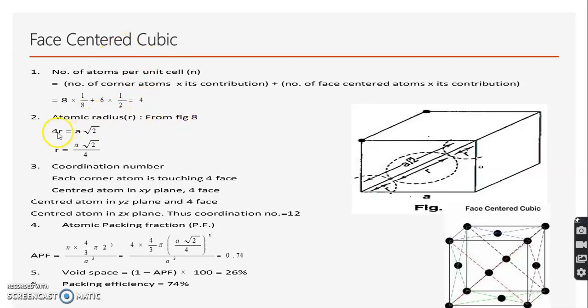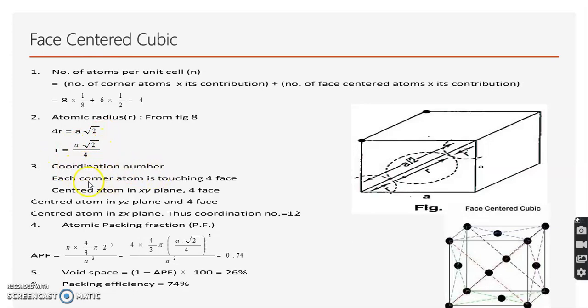Atomic radius will be 4r is equal to a root 2. Just have a look at this. We will see the face diagonal. So this is r plus 2r plus r. This is 4r. And this is a root 2, because if you take this Pythagoras, then a square plus a square will be this side, and if you take out the square root of it, then it will be a root 2. So therefore, 4r is equal to a root 2, or r is equal to a root 2 by 4.